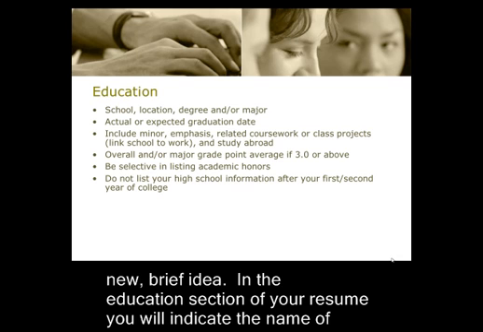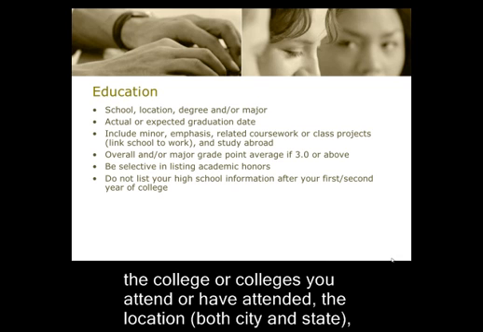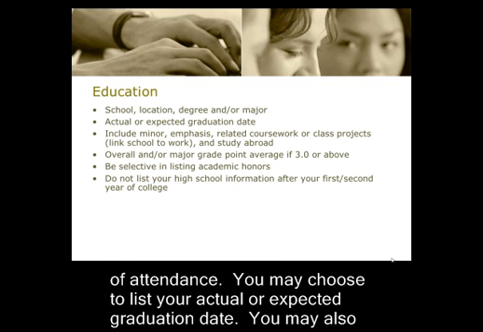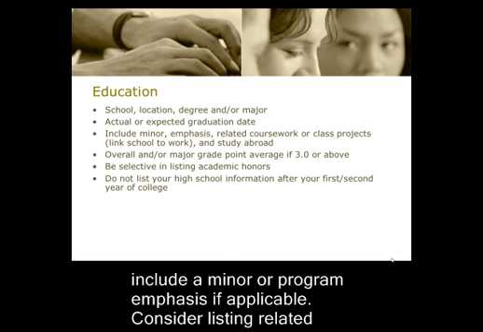In the Education section of your resume, you will indicate the name of the college or colleges you attend or have attended, the location, both city and state, the degree or certificate you plan to receive or have received, if any, your major, and the dates of attendance. You may choose to list your actual or expected graduation date. You may also include a minor or program emphasis if applicable.